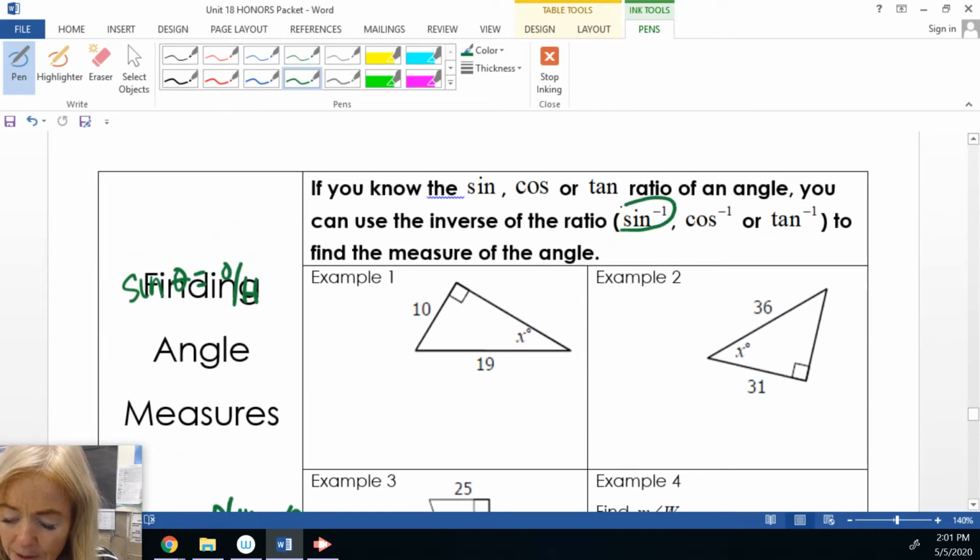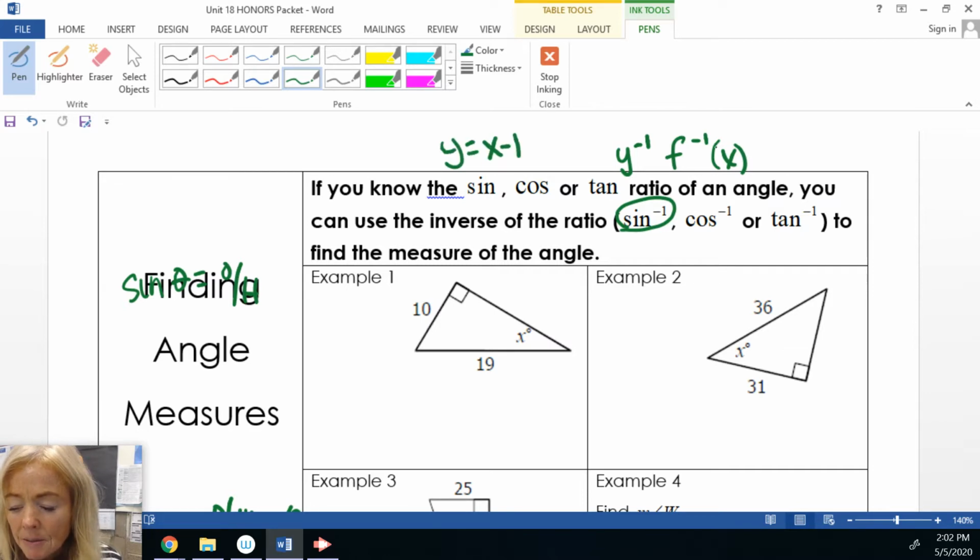So with sine inverse, see that little -1? That's not an exponent. It's an inverse function. Remember y inverse, what we did for that, or f inverse of x? If we had y equals x minus 1, we would take the inverse, we would switch it, x equals y minus 1, and then add 1, solve for y, and we'd have it's equal to x plus 1. F inverse of x is equal to x plus 1, and that would be our y inverse.